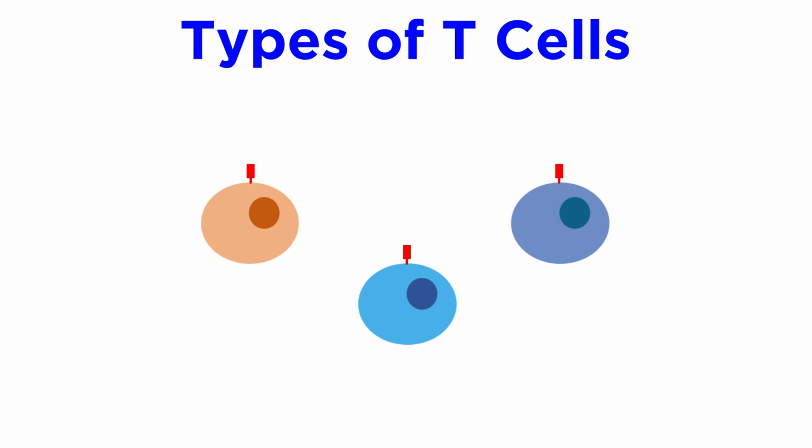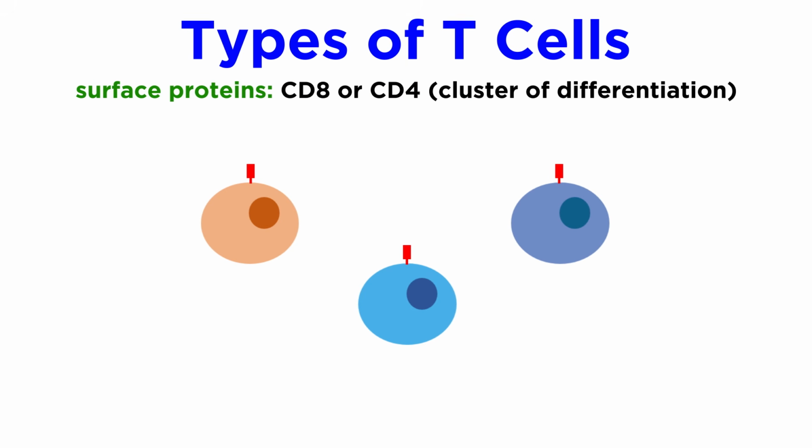There are three main types of T cells, and they are defined by their functional role, as well as their expression of identifying surface proteins, CD8 or CD4. Here, CD stands for cluster of differentiation, which is a designation that immunologists use to name various molecules that are expressed on the surface of immune cells. We will see a variety of CD numbers throughout this series.